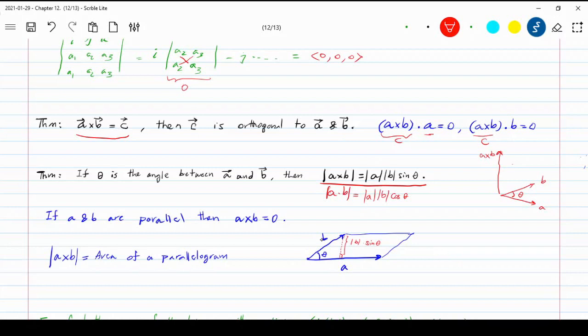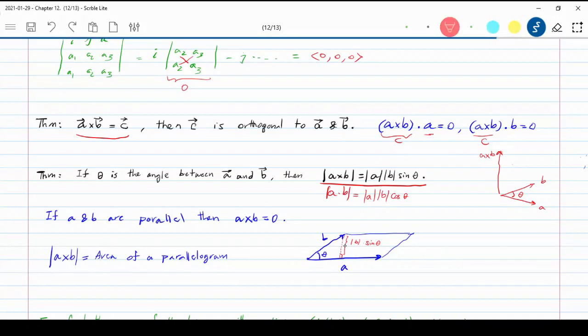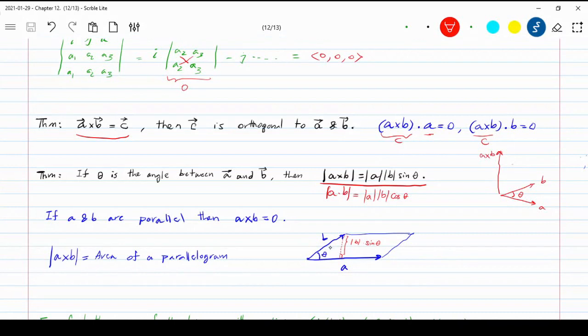Draw the triangle, you would see that given the angle theta, opposite divided by hypotenuse would be sine theta, so the opposite side would be the hypotenuse times sine theta. And this is the height, h. To calculate the area of a parallelogram, it would be the height times the base. The height is magnitude of B sine theta, and the base would be magnitude A. So the area of the parallelogram is magnitude B sine theta multiplied by magnitude A. And this is nothing but the cross product magnitude, exactly that.